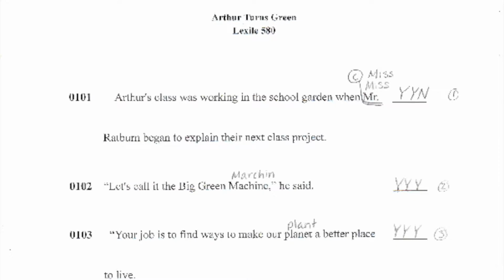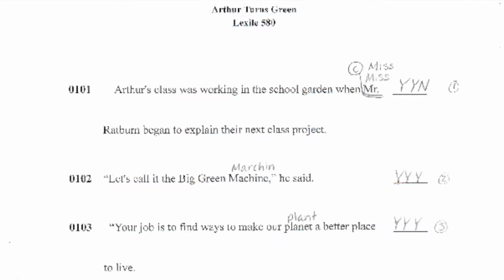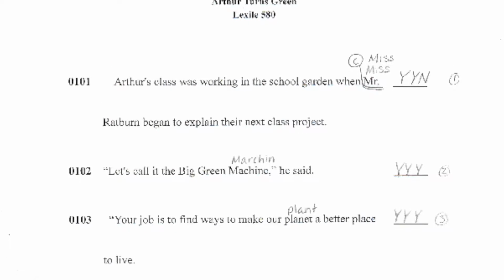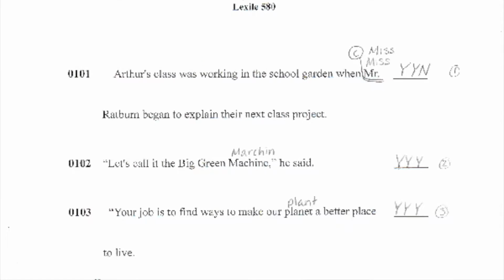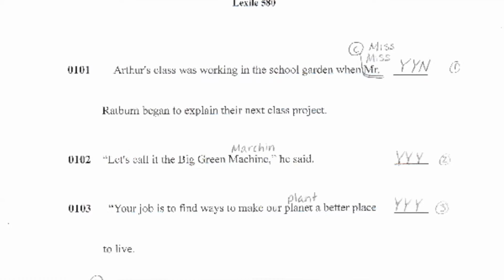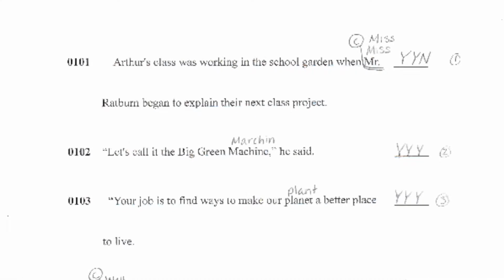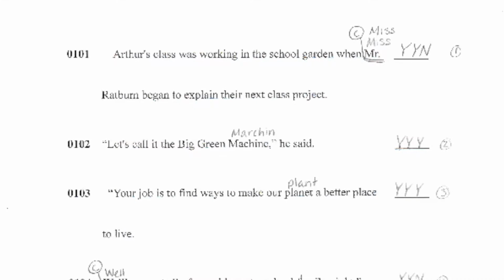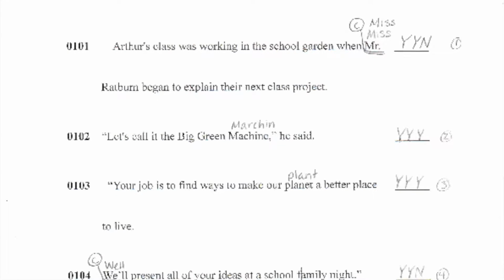I finally settled on Arthur Turns Green for Cadence. She did read a book at a different Lexile level, one that was lower. The Lexile level of 580 is pretty low. By the time students get to the end of fourth grade, the Lexile scale is like an 820, and she's reading at a 580 right now with the text Arthur Turns Green.